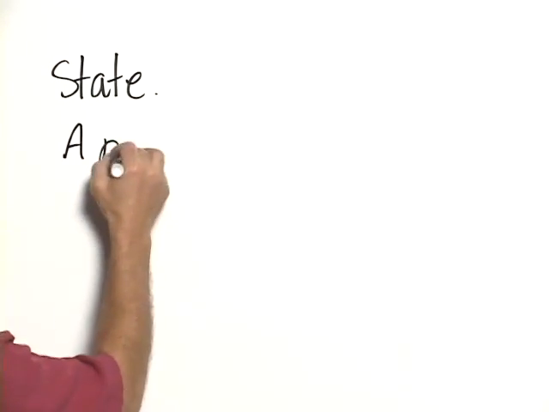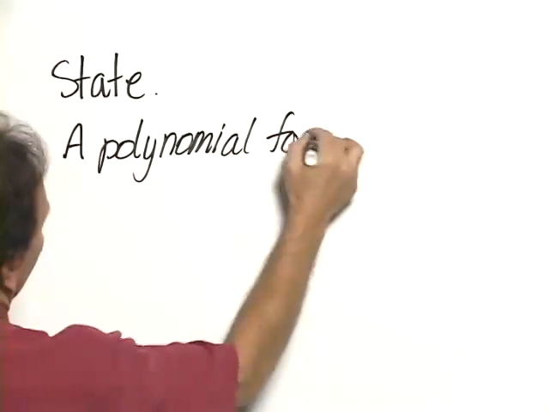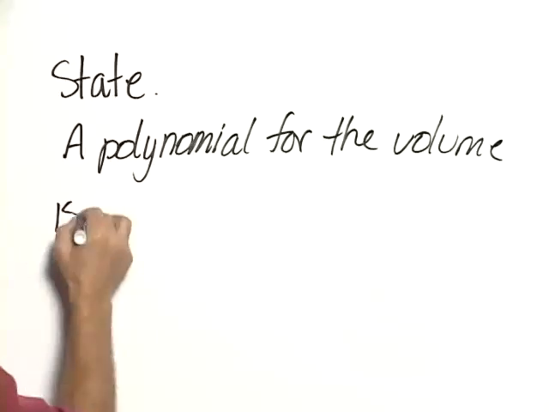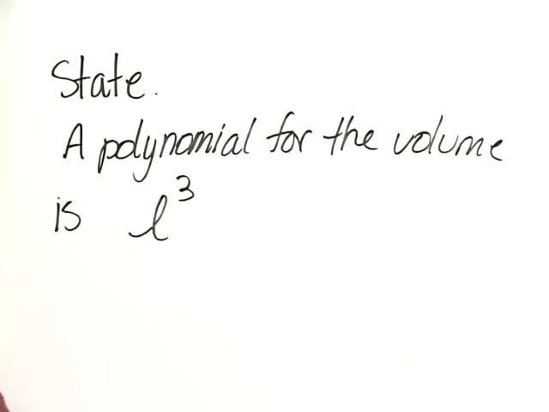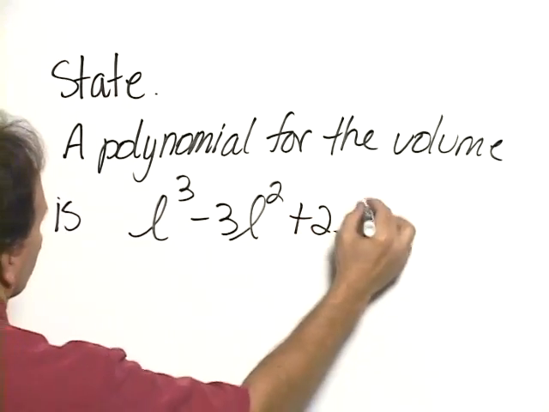A polynomial for the volume is L cubed minus 3L squared plus 2L.